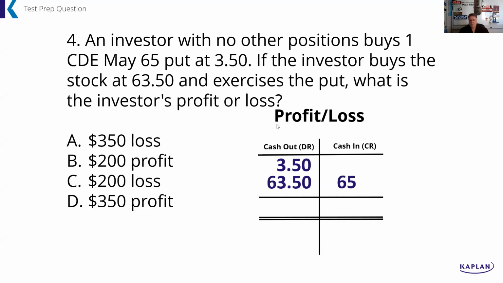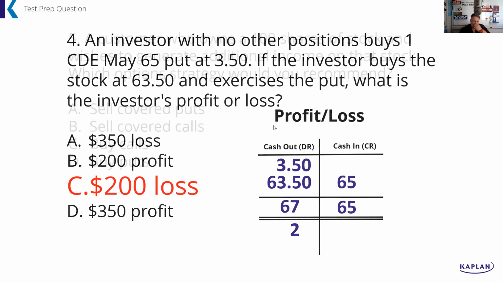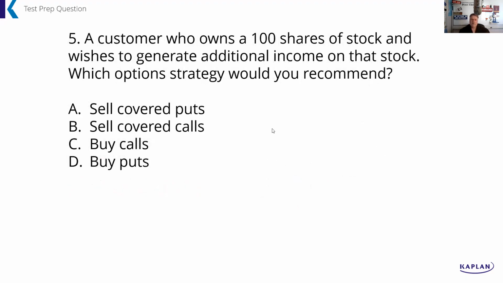And there's a pretty version of that. A customer owns 100 shares of stock and wishes to generate additional income. That is very much a test question. I can't imagine any draw of Series 7 in which you're not going to be asked to recognize that somebody who owns the stock and wants to generate additional income is going to do a covered call. B as in boy.